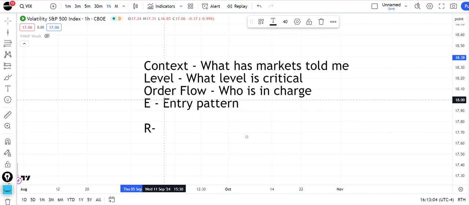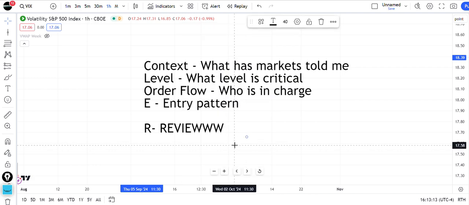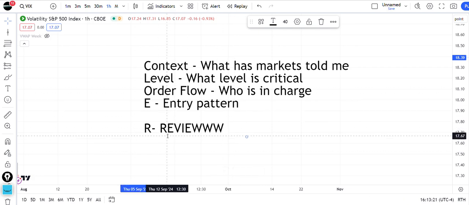And then R, which is review. Only winners review. It's important to review each trade individually, and then at the end of the week, end of two weeks, or end of the month, whichever is more comfortable for you, depending on the amount of trades you take, because sample size does influence it. You're going to be looking at, are you reading context properly? Maybe over the last two weeks, are you reading your context properly? Are the levels you're choosing, the critical levels, correct?